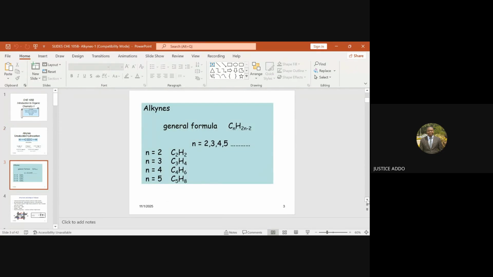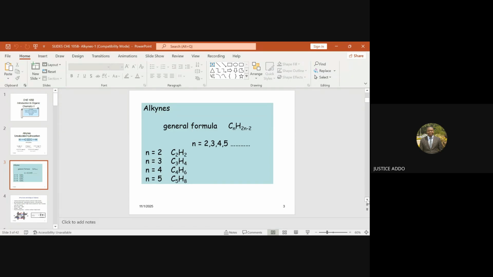Now, they have a general formula: CnH2n minus 2, where n starts from 2. For the double bond alkene and the triple bond alkyne, you always need 2 carbons to have the double bond or the triple bond between them. So n can never be 1 for an alkene or an alkyne. n can be 1 for an alkane, which is methane. So for an alkyne, n starts from 2, 3, 4, 5, up to infinity.